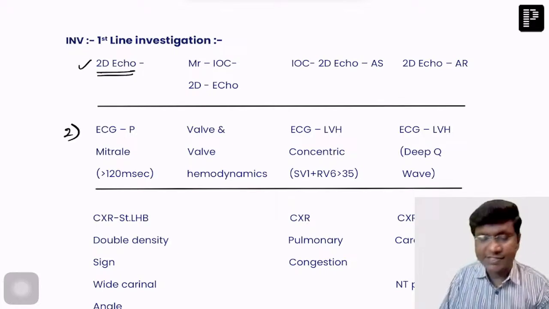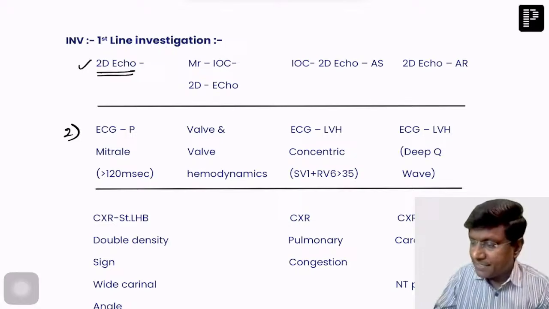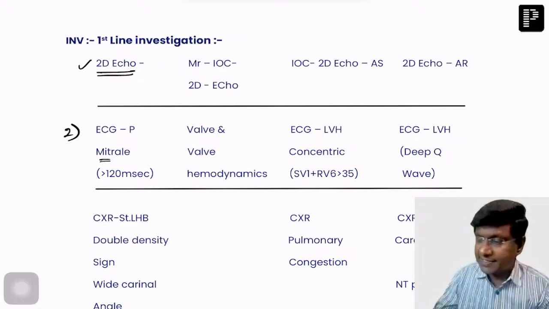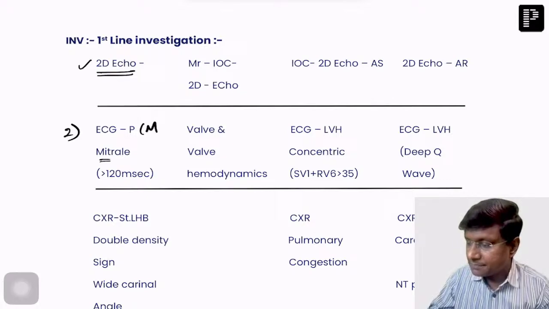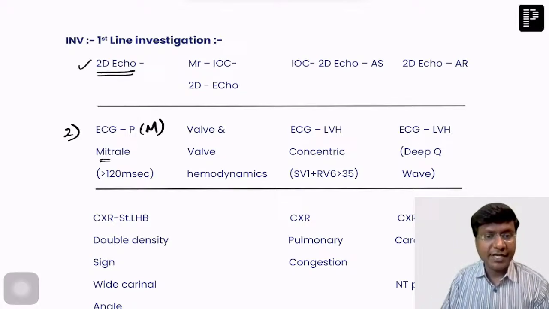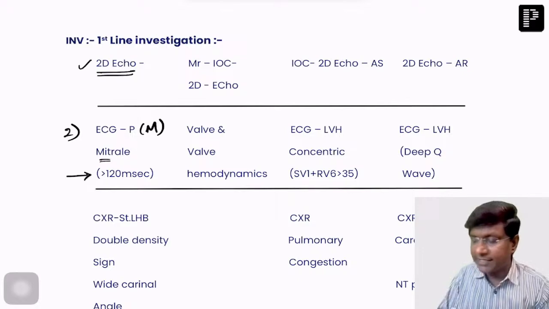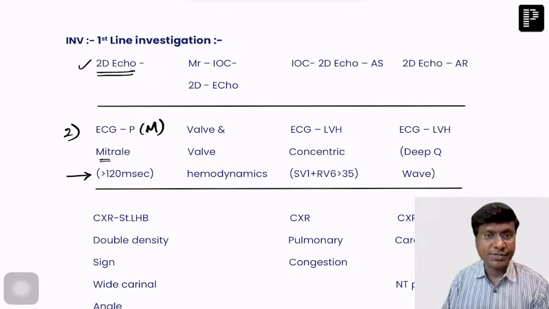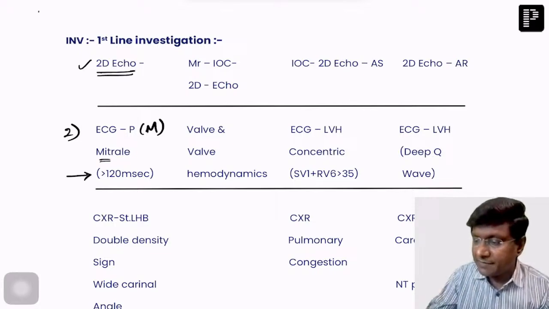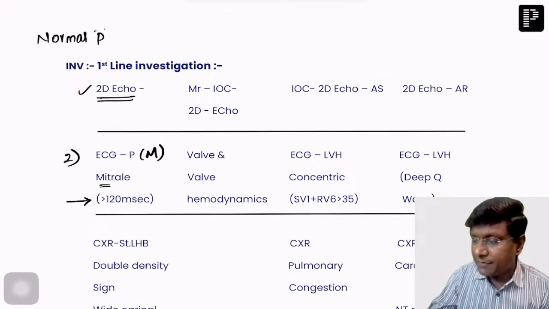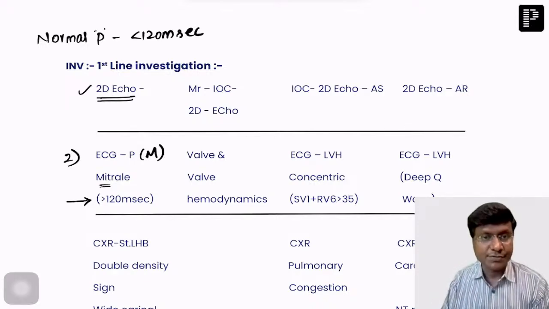Then followed by that, the ECG. What will the ECG show you? The P wave in the ECG is of M shape, and we call it P mitral. And what is the duration of the P wave? The duration of the P wave will be more than 120 milliseconds, right? What is the normal duration of the P wave? Normal P wave duration is less than 120 milliseconds, but in MS, it is more than 120 milliseconds, right?